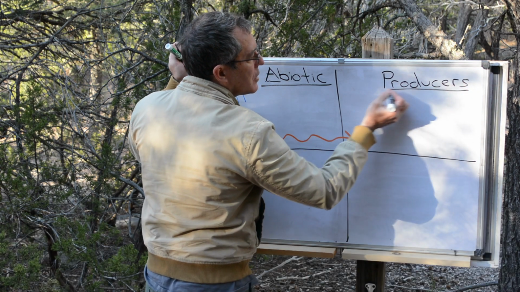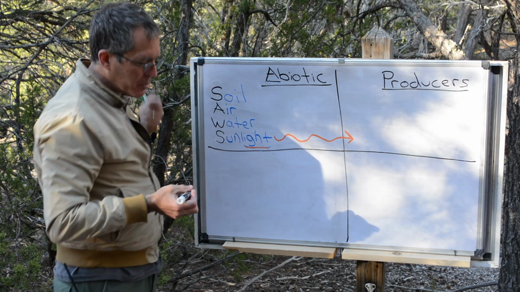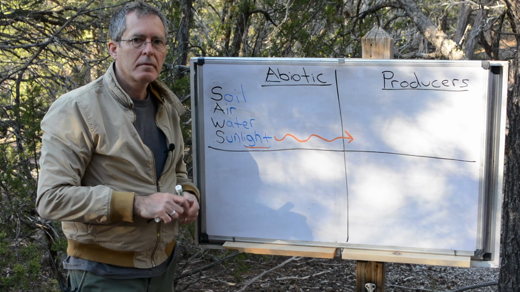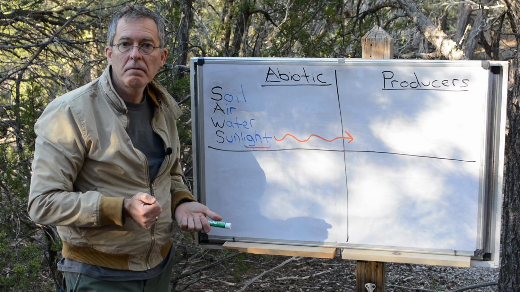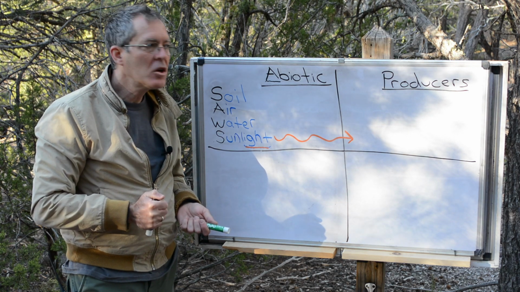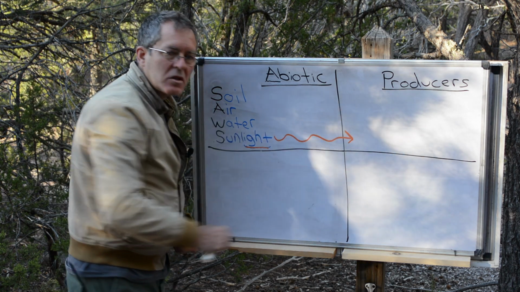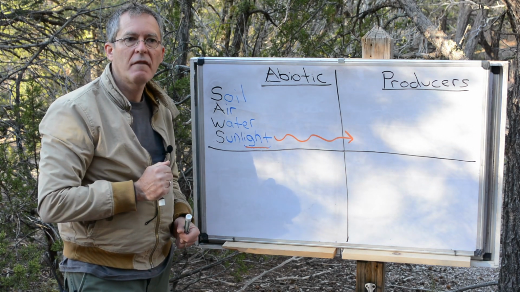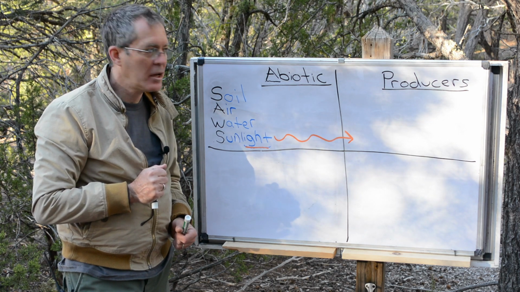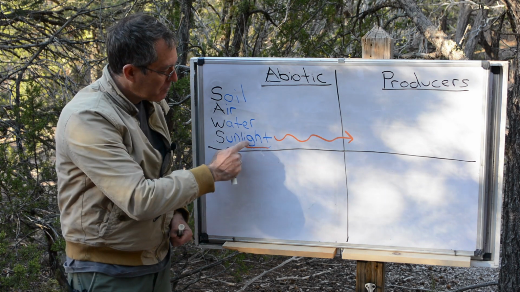Producers. Think about what it means to produce something. If a factory produces cars, what are they doing? That's right, they're making cars. So plants are producers because they are making their own food. They don't have to go out and get it. They make it with that sunlight.